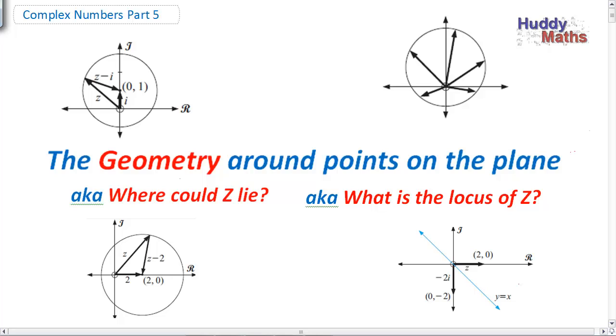This is a very busy screen here. Have a look, we're talking about the geometry surrounding points on the plane, also known as, where could Z lie? Or, what is the locus of Z? The locus is from the Latin meaning place, and what we're saying here is we're trying to find where Z is placed on the plane, if you like. What are the rules regarding Z if they are going to be possible positions around that circle there? What would be a statement that would describe the locus of Z, where you would look for it if it was on a circle like that?